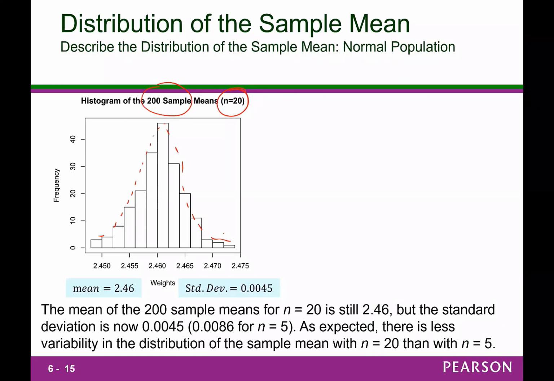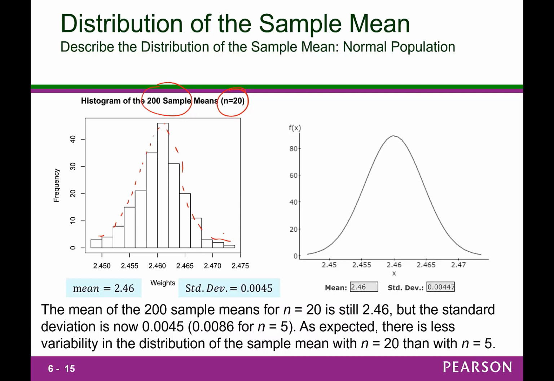If we obtain all possible samples, not just 200 samples, all of them, the theoretical distribution will be normally distributed. But in this distribution, the mean is the same as the population mean, 2.46, but the standard deviation is 0.00045. This standard deviation is smaller than when the sample size was 5. It is smaller than 0.02 when the sample size is 1.